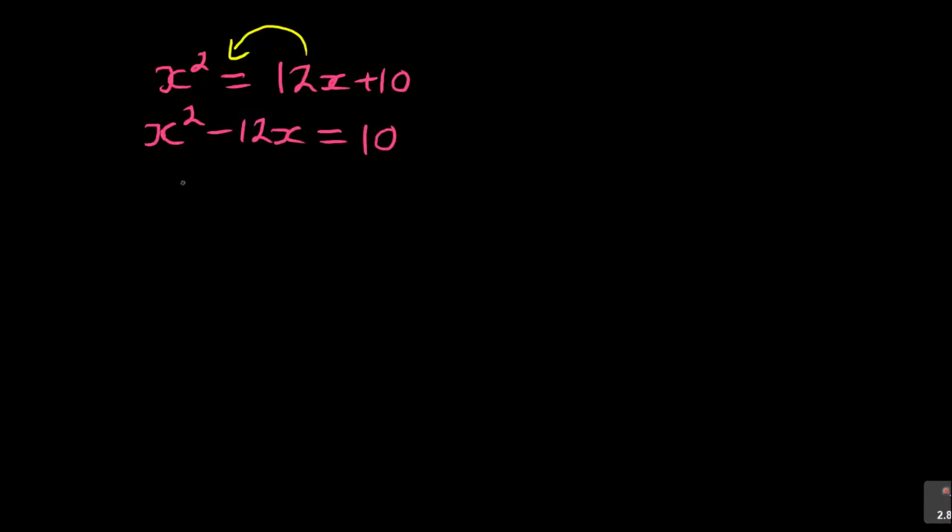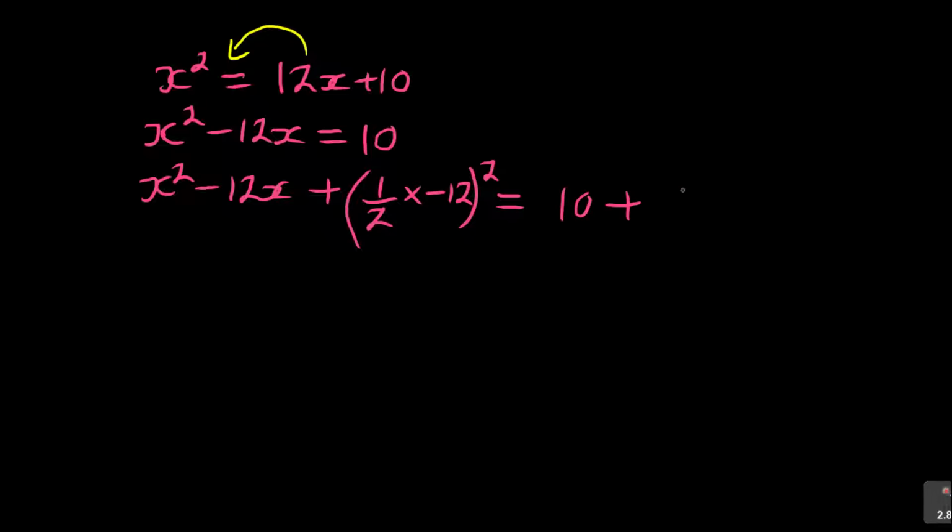Then you're going to say x squared minus 12x plus half the coefficient of x, which is negative 12. You put a bracket and then you square it, is equal to, what you do on the left, you do on the right, which is 10 plus half the coefficient. Remember, the coefficient has got the negative sign, so in other words, it's half of negative 12 and then you square that. Let me write this.